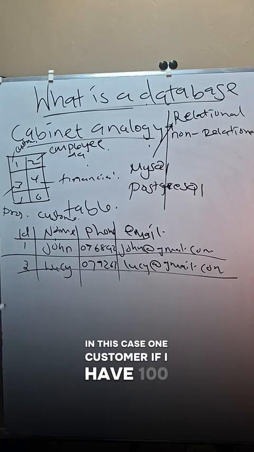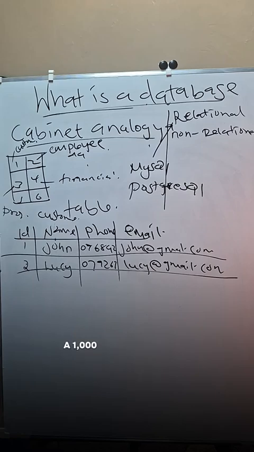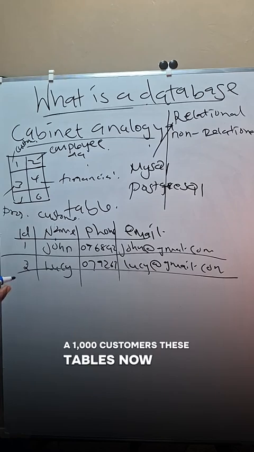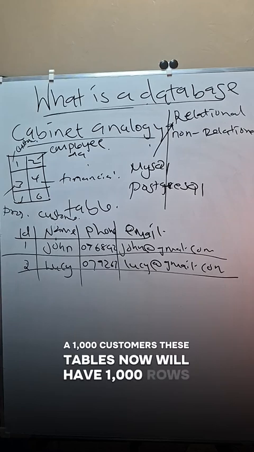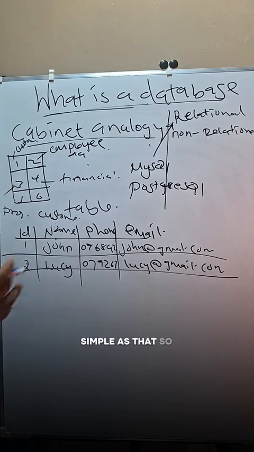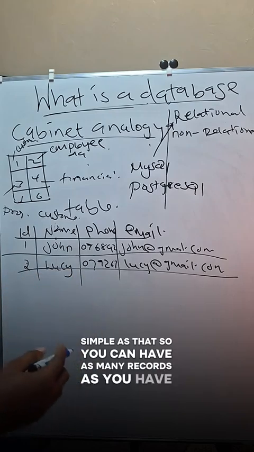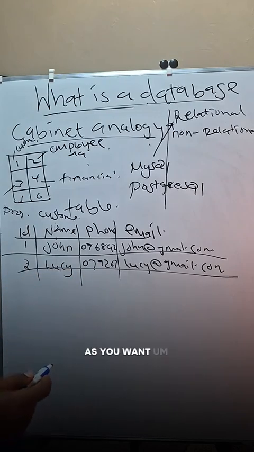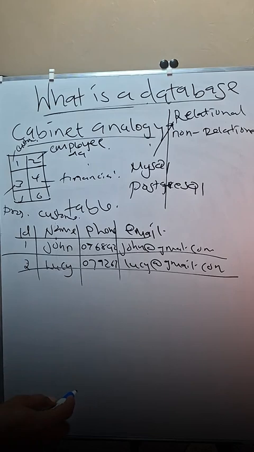If I have 1,000 customers, this table will have 1,000 rows. Simple as that. You can have as many records as you want for your table.